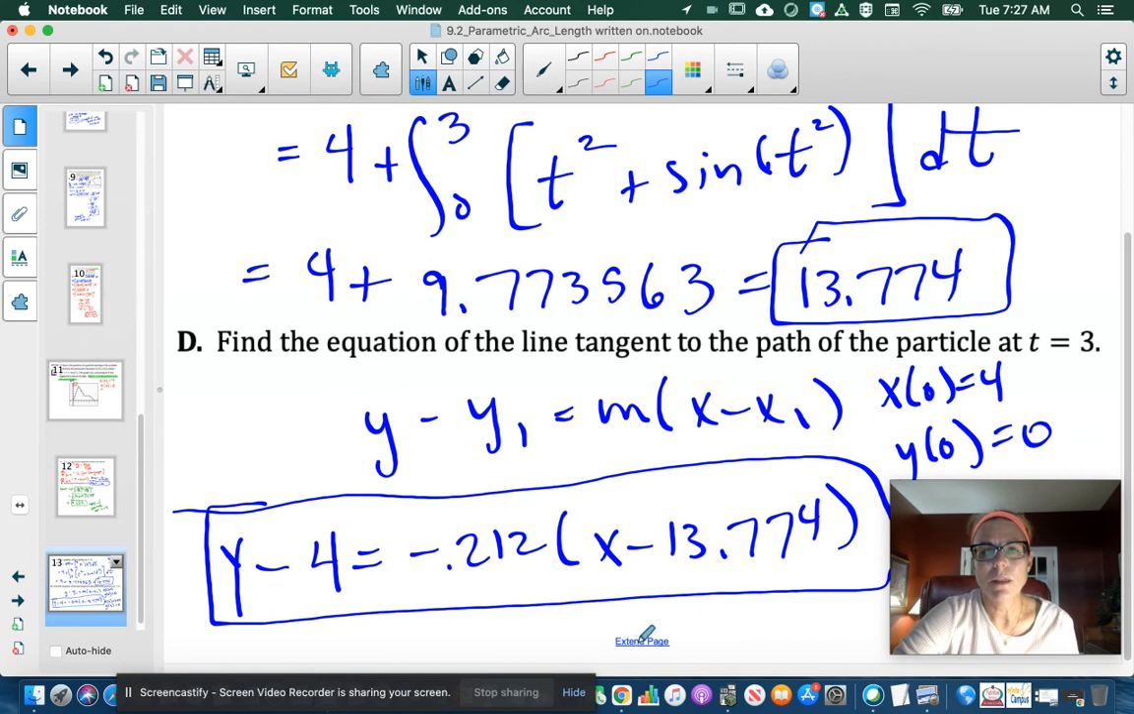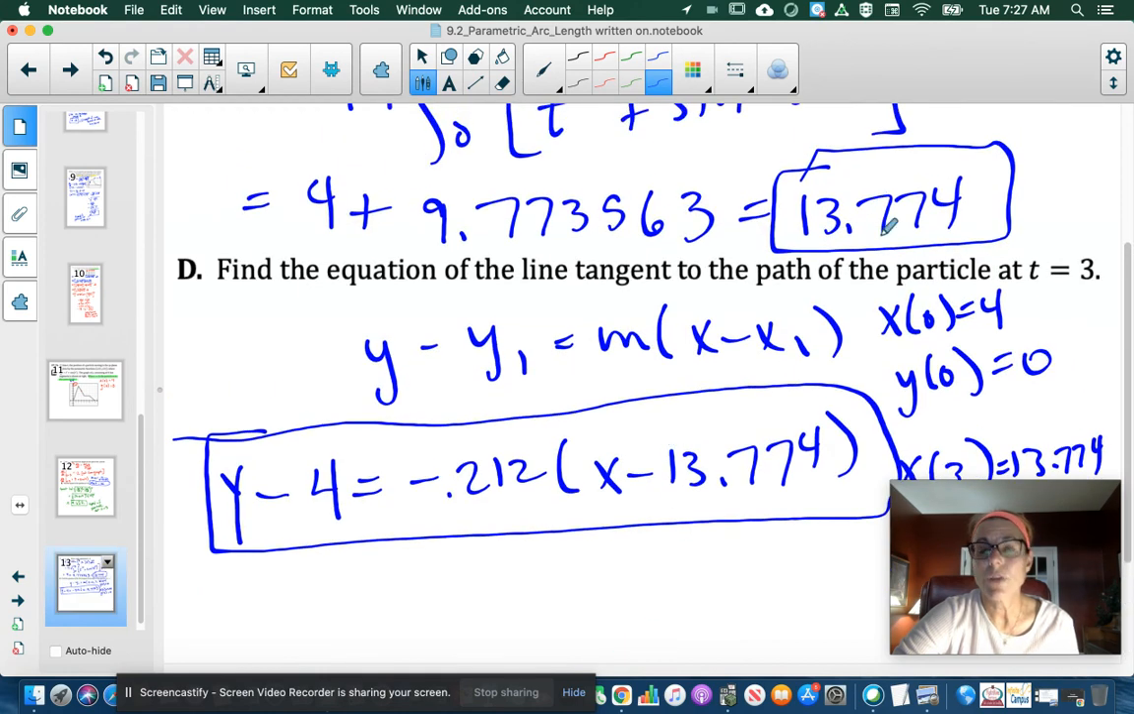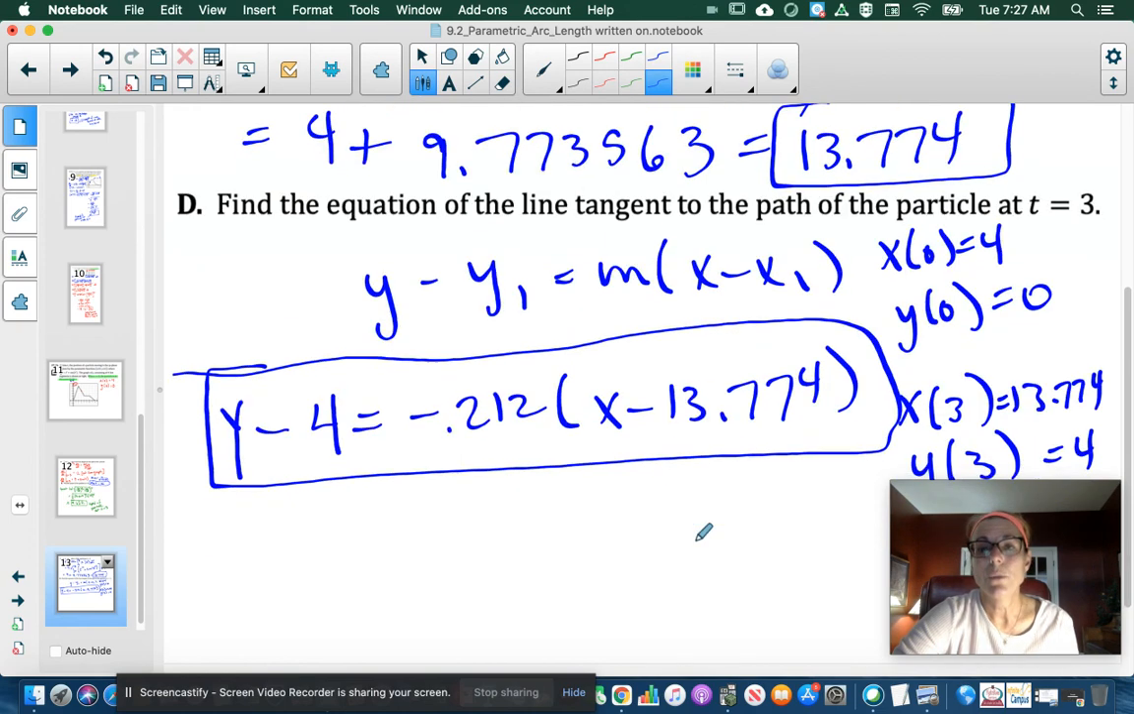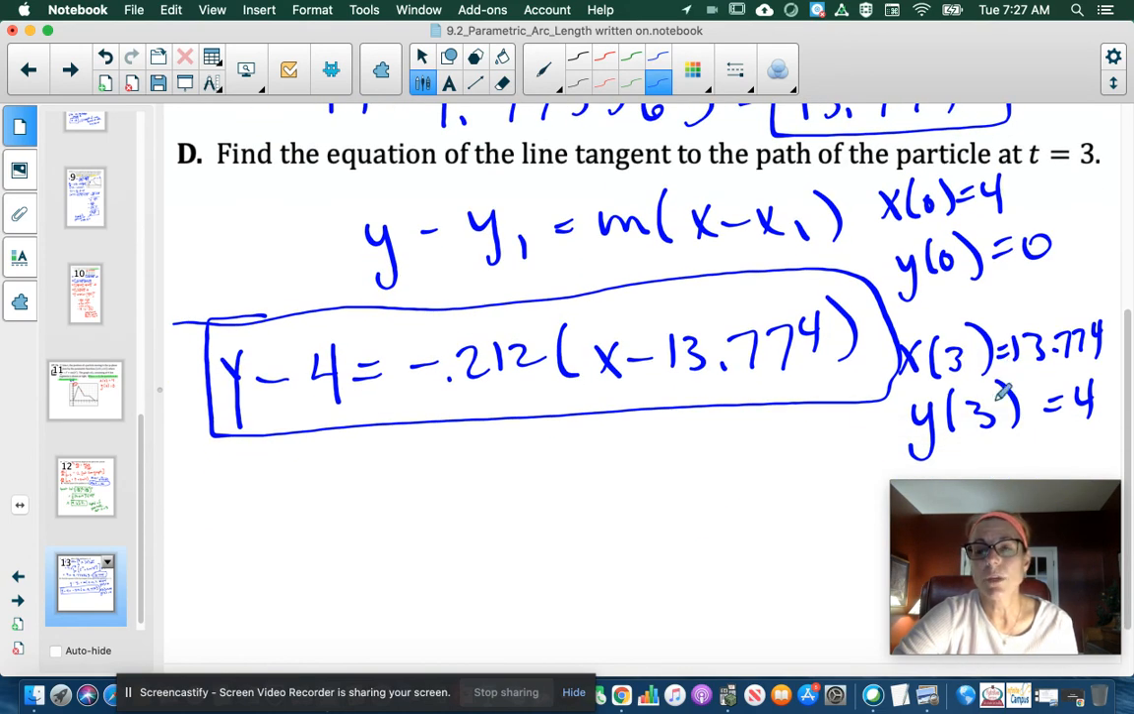And now we plug that all in, because they're asking for the equation of the line tangent to the path of the particle at t equals 3. We want to know and use x of 3, y of 3. And that's exactly what we did.